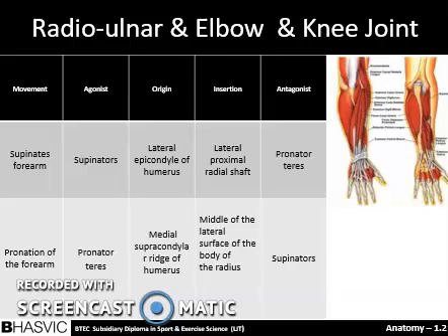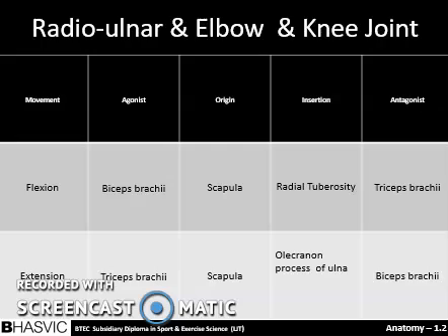The origin is the medial supracondylar ridge of the humerus, and its insertion is the middle of the lateral surface of the body of the radius. And the antagonist is the supinator. The elbow. This one is for the elbow. The agonist is the biceps brachii. And its main movement is flexion.